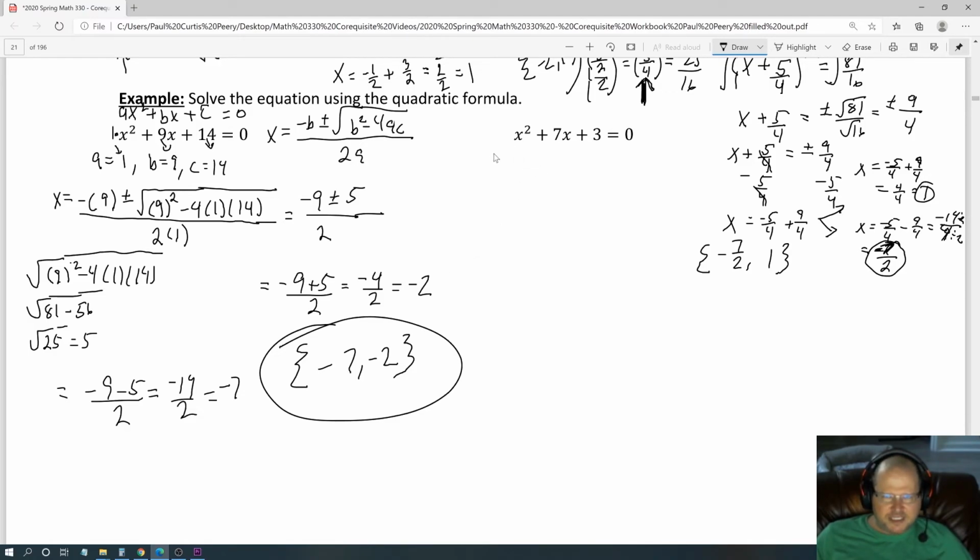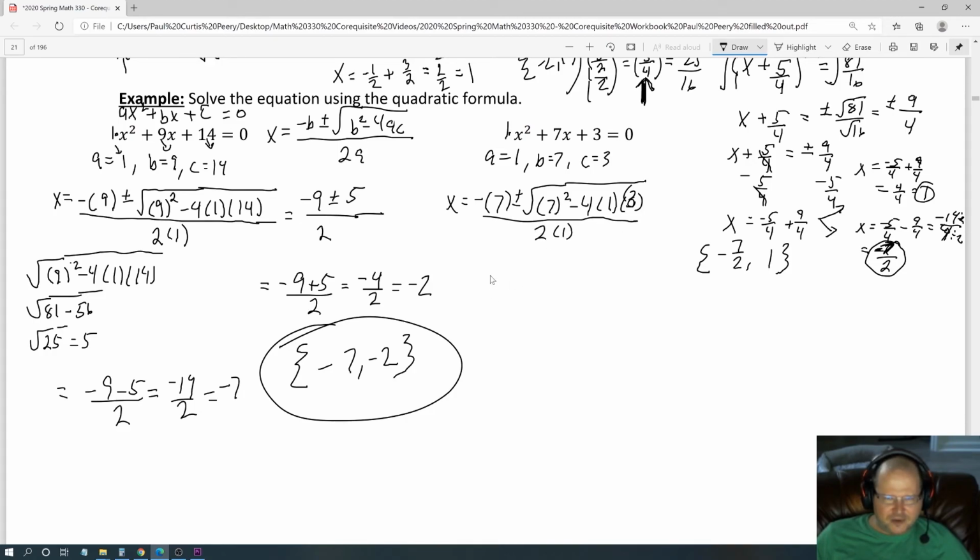Same kind of thing here. We're going to identify our A, B, and C. So A is going to be, you don't see it, so you know it's a 1. B is going to be a 7. And C is going to be a 3. So we plug it all in there. So we say x is equal to negative b, which is a 7, plus or minus the square root of b squared, which is 7 squared, minus 4ac, a being 1, c being 3. That's awful looking. All right, all over 2a, which is 2 times 1.